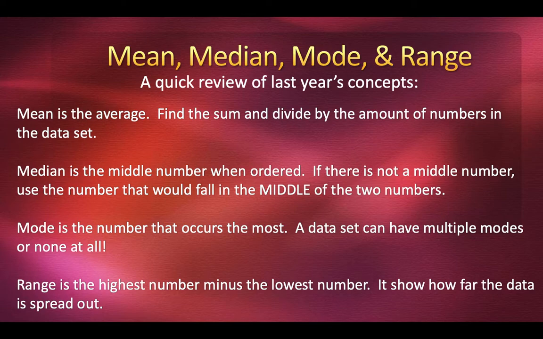And so students wrote that title down on their next blank page of their math notebook, and then they wrote down the first sentence only of each of these. So they recorded mean is the average, median is the middle number when ordered, mode is the number that occurs the most, and range is the highest number minus the lowest number.